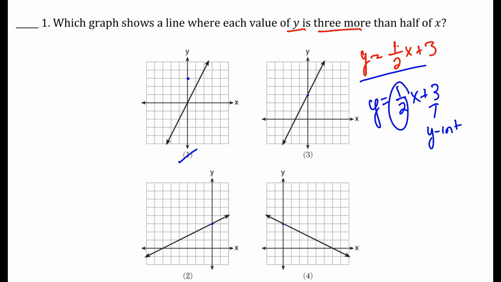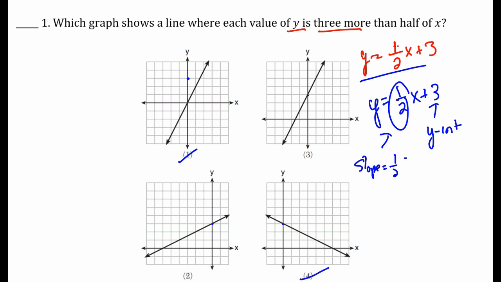My slope is 1/2. That tells me how my line changes. The change in y over the change in x. As x goes up by 2, y goes up by 1. This is an increasing line because it has a positive slope, so we can get rid of choice 4 because that line decreases as we read left to right.